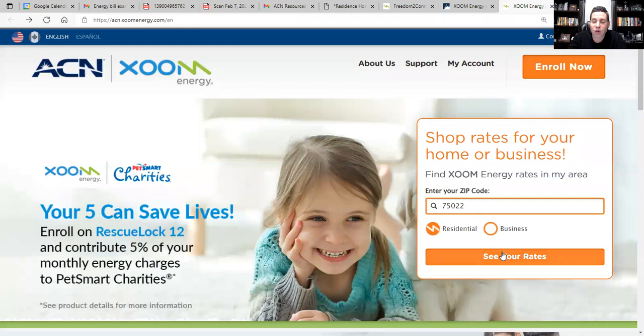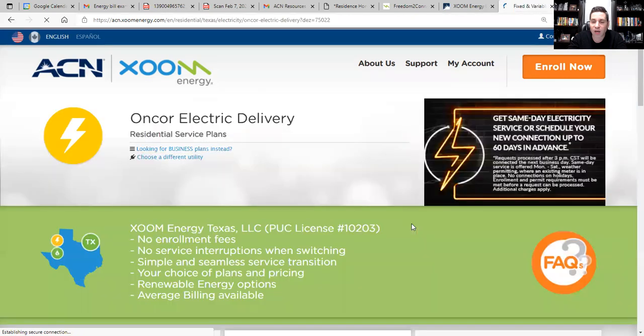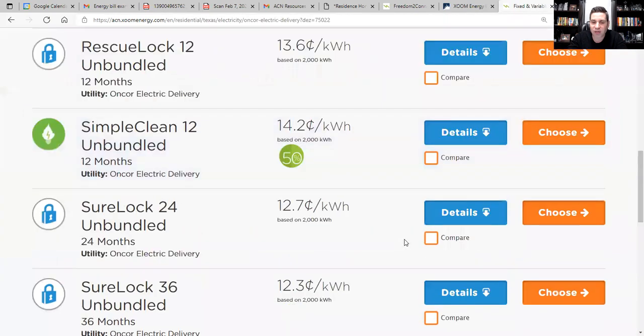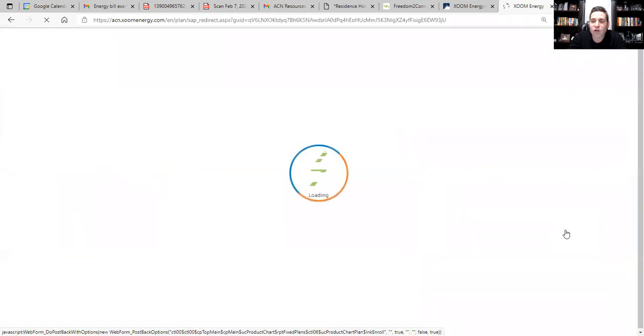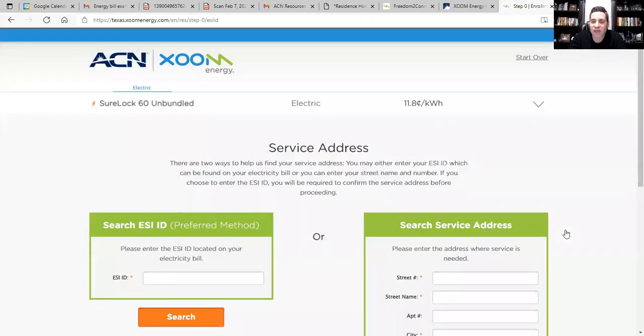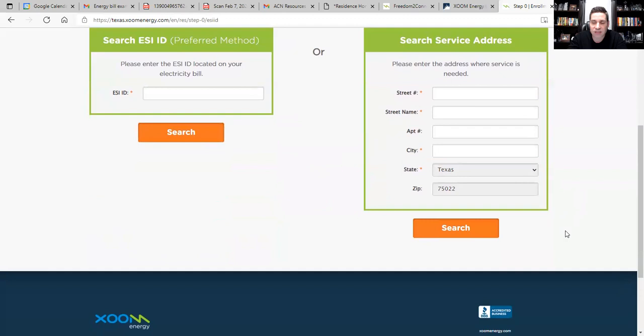At this point, you can go and select the rate plan with the customer, or you can walk the customer through actually going onto the website and selecting the rate plan. So at this point, they're just going to hit choose. And now they're going to be able to put in their address or the ESID number that was on that bill, and at that point, they can start the enrollment process. Now we have another video really walking you through the entire enrollment process.